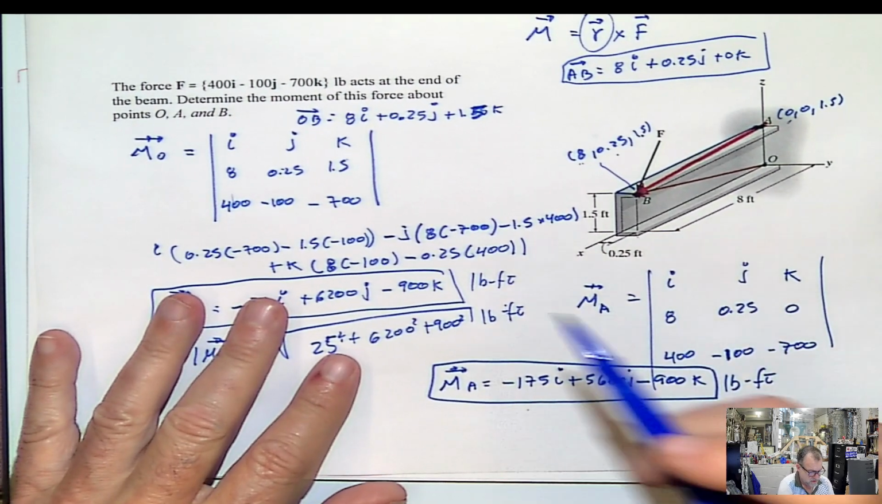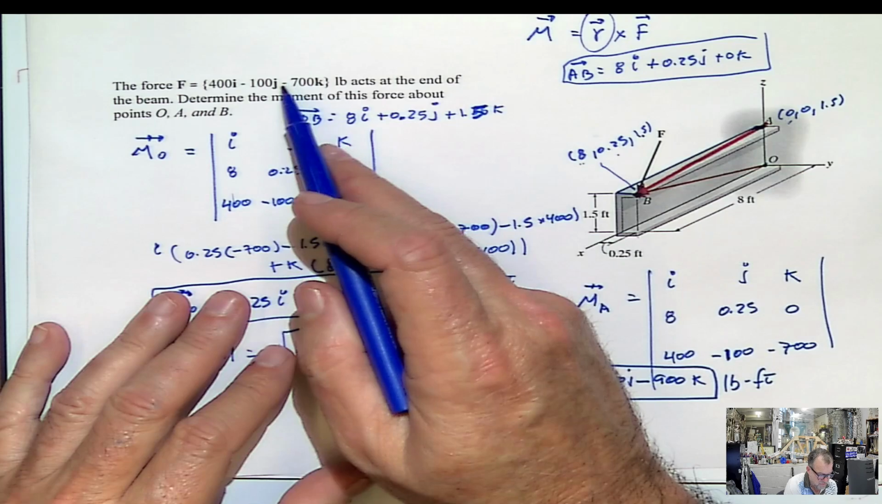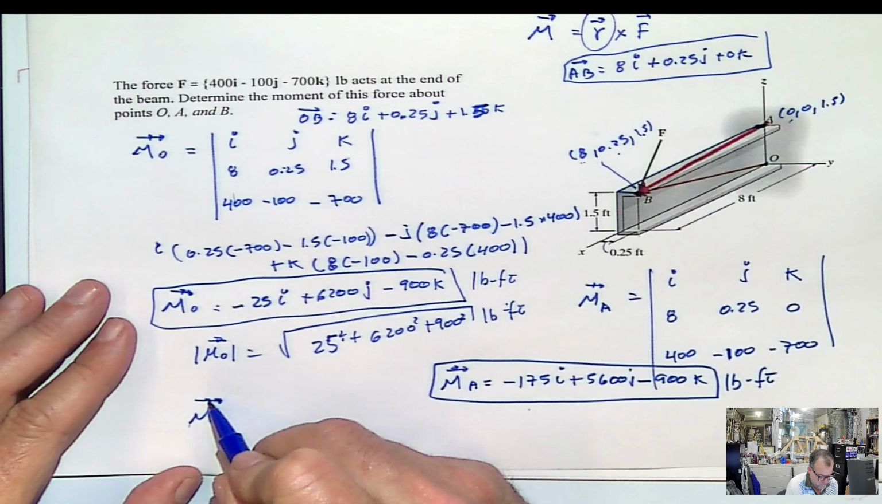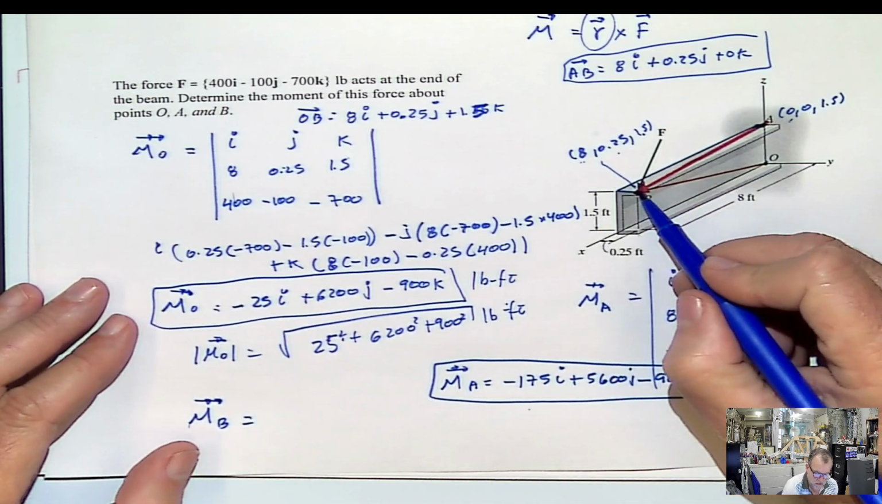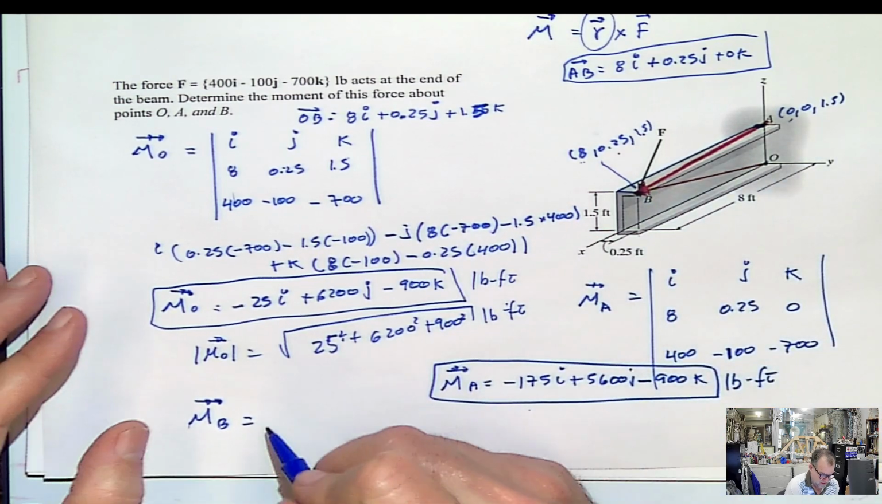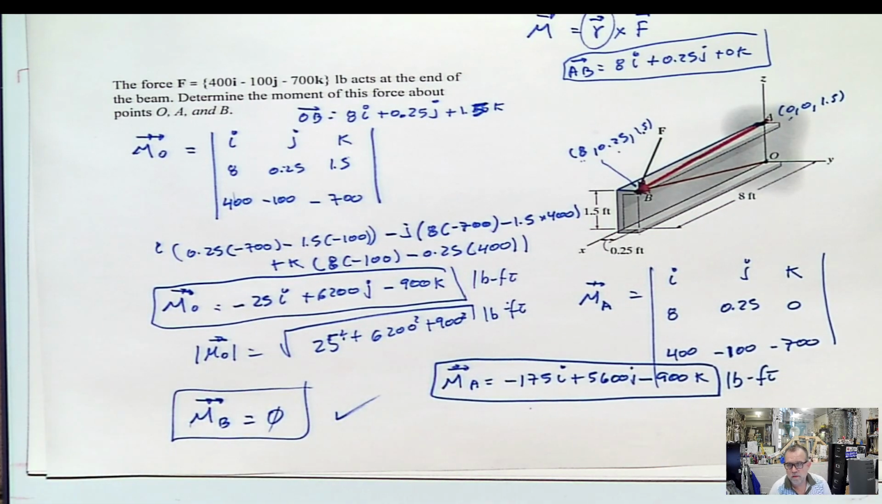Now the last question is with respect to the point B. What is the moment of the force F with respect to the point B? Look at that. The force is applied at the point, meaning the moment is going to be 0. And that will be it.